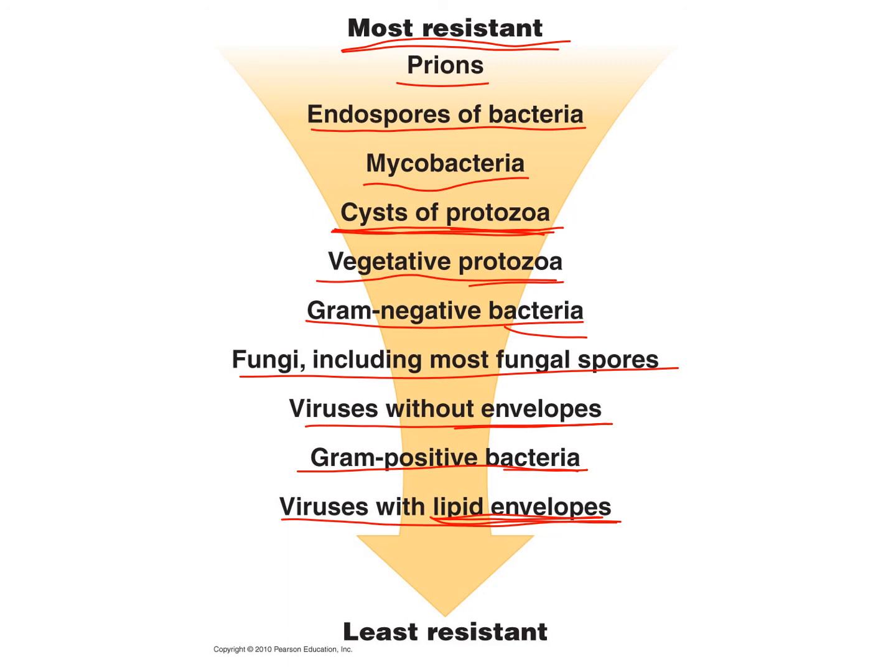So this is a list of general groups of microbes, from most resistant to least resistant, the least resistant being the easiest to kill or inactivate. You should review the structures of the different microbes and how that relates to their ability to resist these different methods of control.